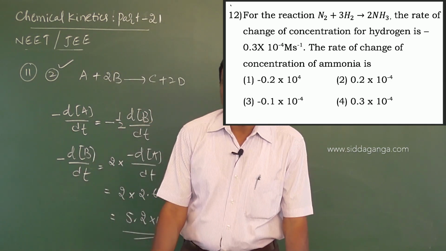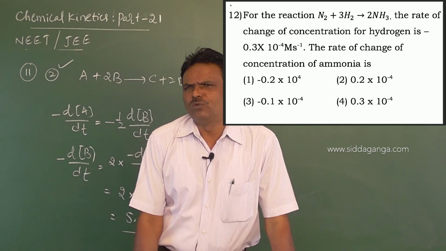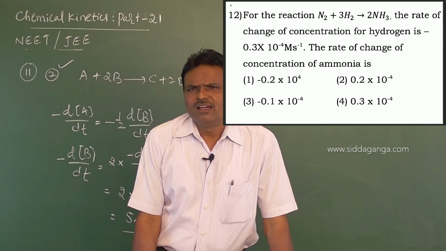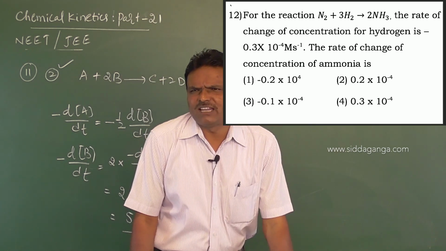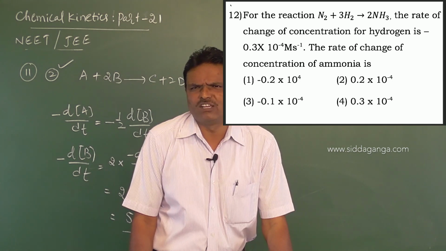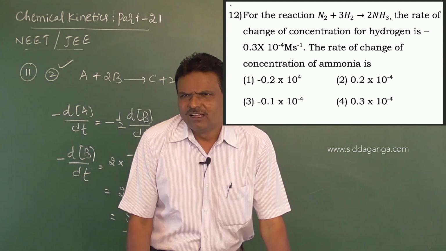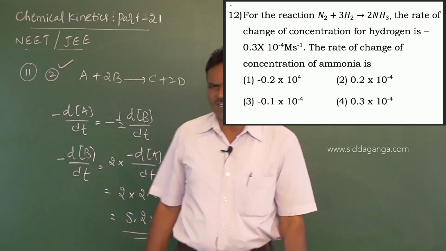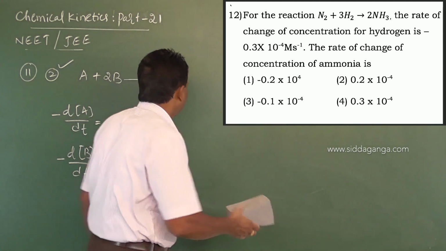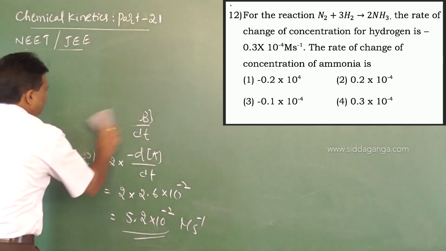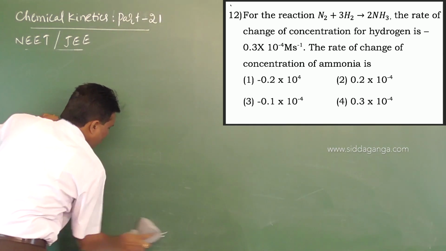For the reaction N2 plus 3H2 will give rise to 2NH3, the rate of change of concentration for hydrogen is minus 0.3 into 10 power minus 4 molarity per second. What is the rate of change of concentration of ammonia?